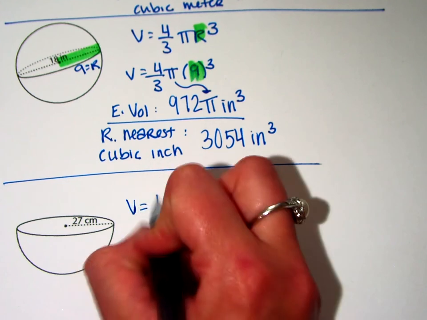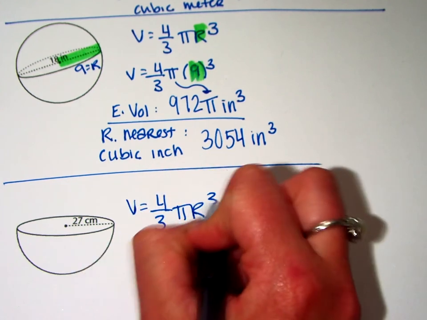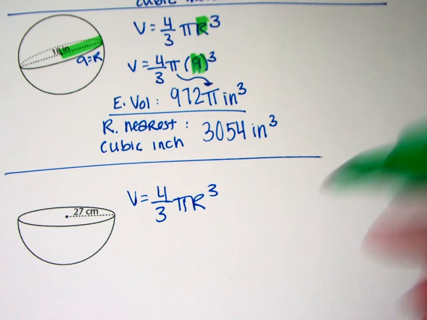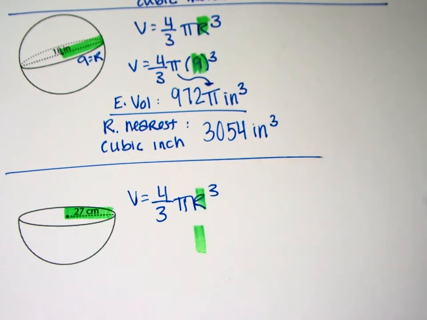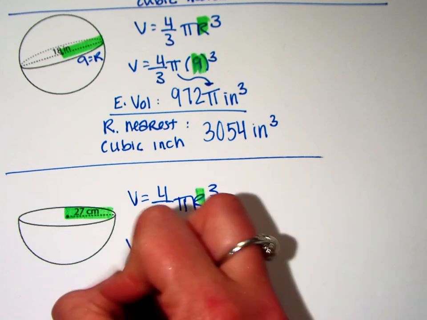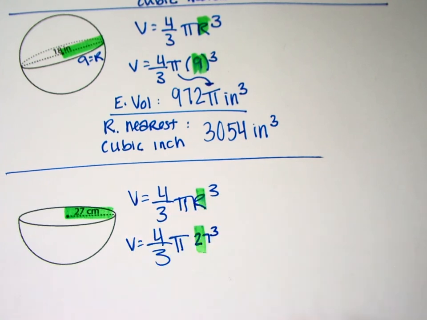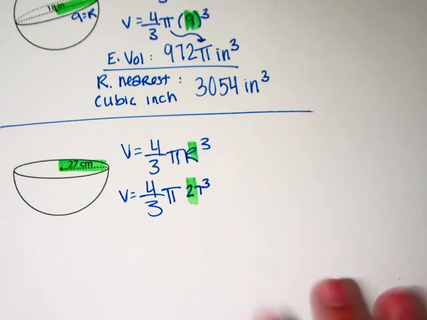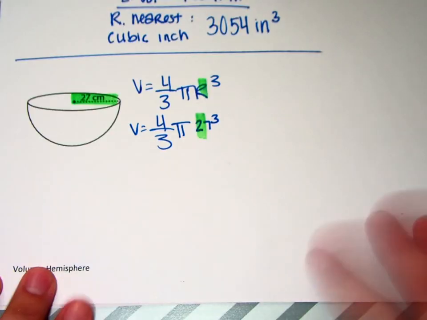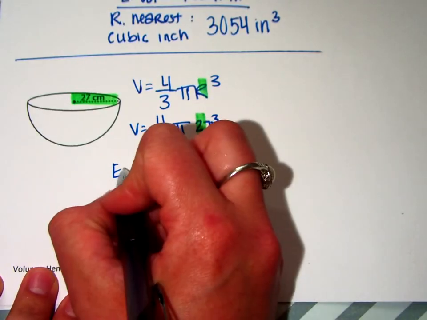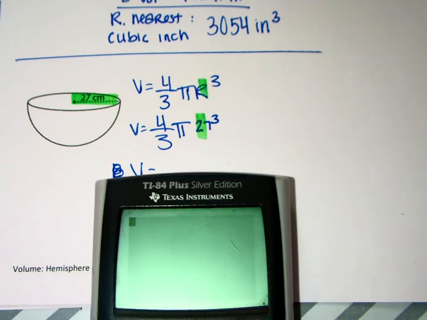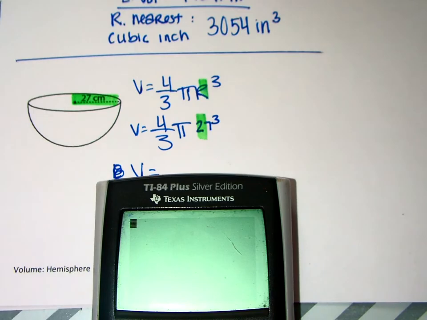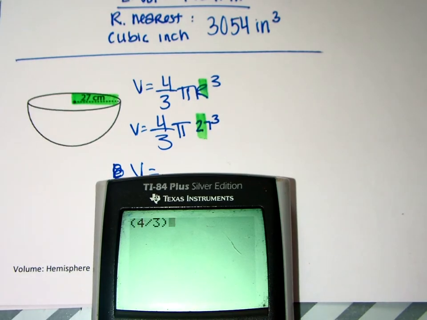Okay, so let's go ahead and try this one out. Again, my volume formula is 4/3 pi r cubed. Looking at my picture, I should see that center to point on circle is 27. So my radius here is going to be 27 cubed. So bringing everything down, I get 4/3 pi times 27 cubed. Let's go ahead and just continue with volume. So I have 4/3 times 27 to the 3rd power.